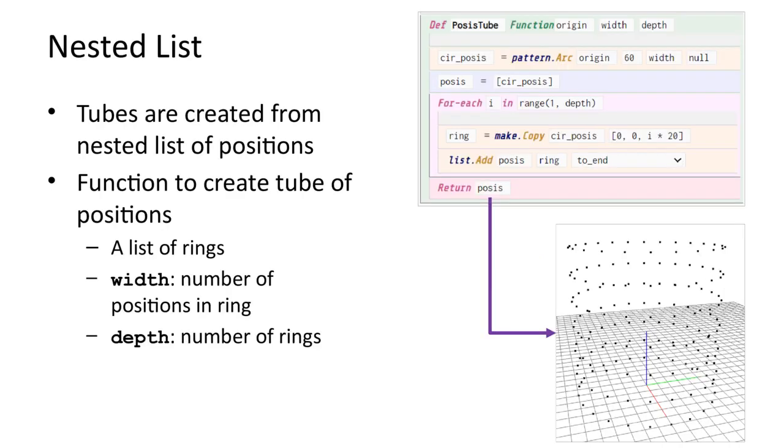For all 3 tubes, the positions are created using the same user-defined function. The function creates a nested list of positions. Each sublist is one ring of positions. The rings are stacked to create a tube. The function has width and depth parameters. The width parameter is the number of positions in each ring. The depth parameter is the number of rings.